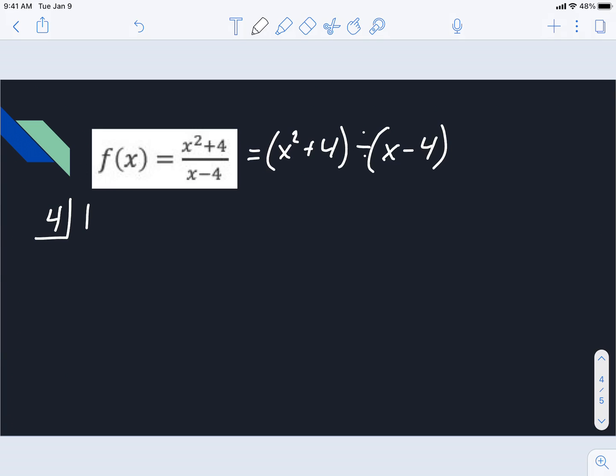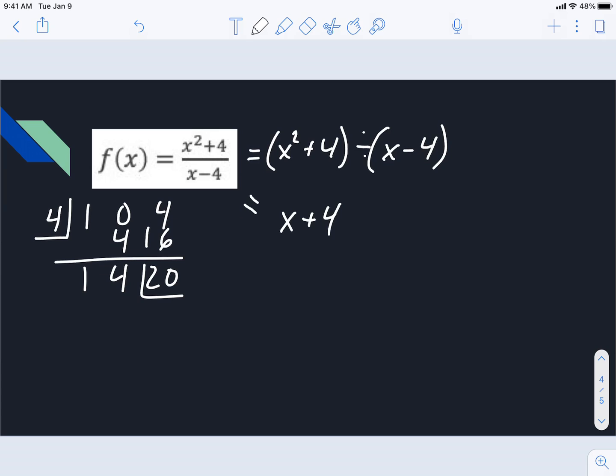The 4 goes in, then 1, 0 because there's no x, remember, and then a 4 at the end. Bring down the 1. 1 times 4 is 4. 0 plus 4 is 4. 4 times 4 is 16. And we've got a remainder of 20. And so this is legitimately equal to x plus 4 plus 20 over x minus 4.